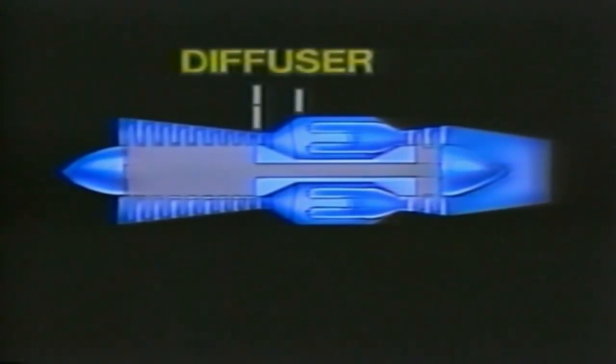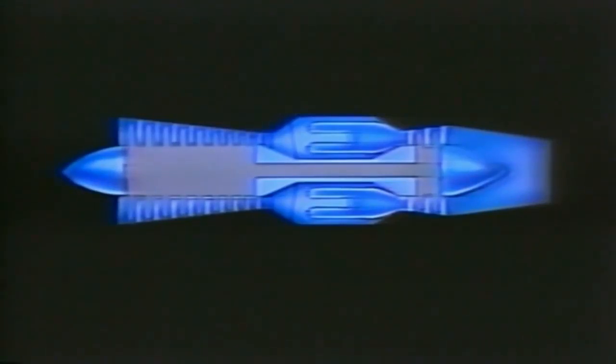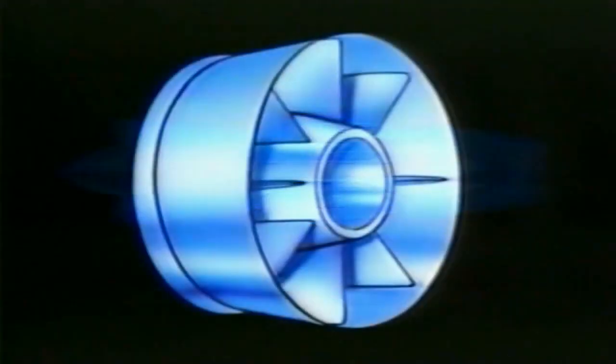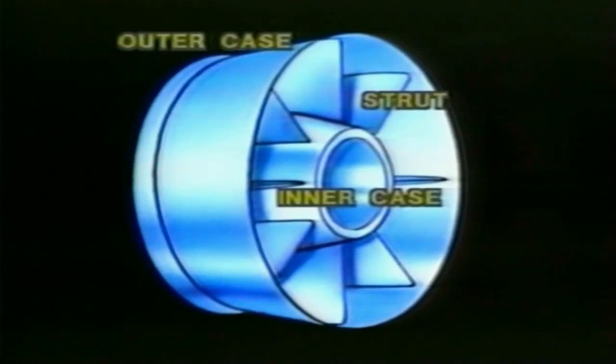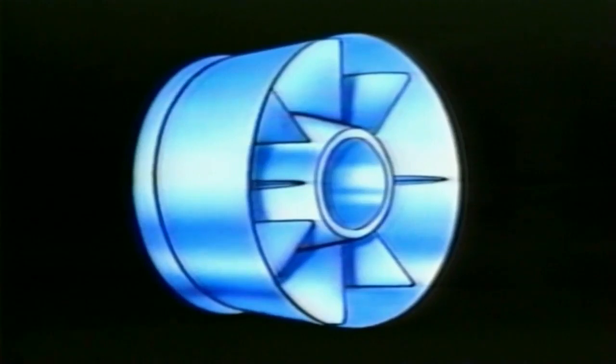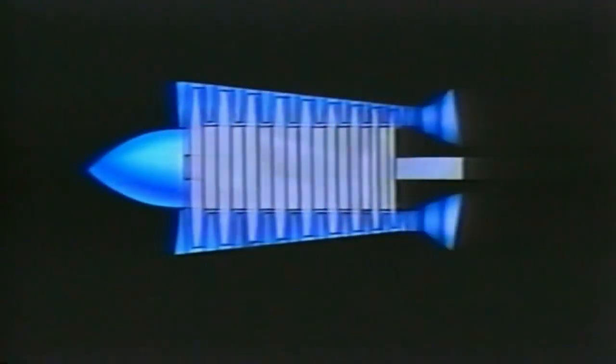Okay, next up for discussion is the diffuser section. It's made up of an outer case and inner case which are connected by several streamlined struts. It's very simple in its design, but it has important aerodynamic and structural roles to play. Compressor air flows through the annular space between the outer and inner cases. But notice the shape of this passage.